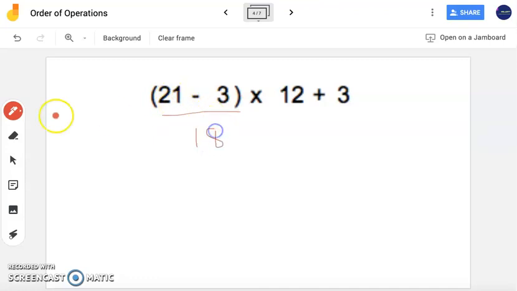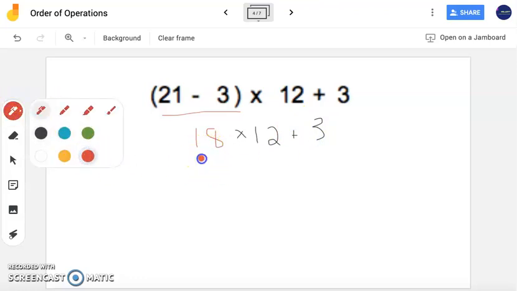But again, 18 is not my final answer. I still have a lot left to do in this problem. So I still need to include times 12 plus 3. Now I have multiplication and addition. Which one do I do first? Well, I know that multiplication comes before addition.